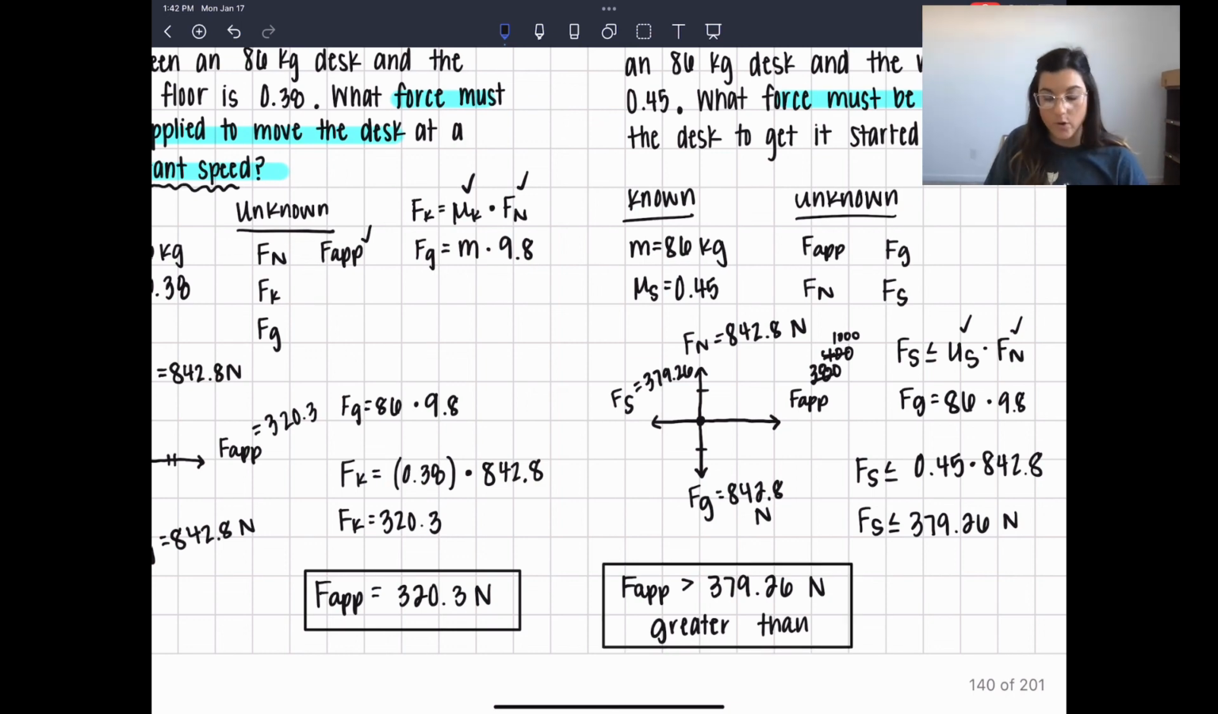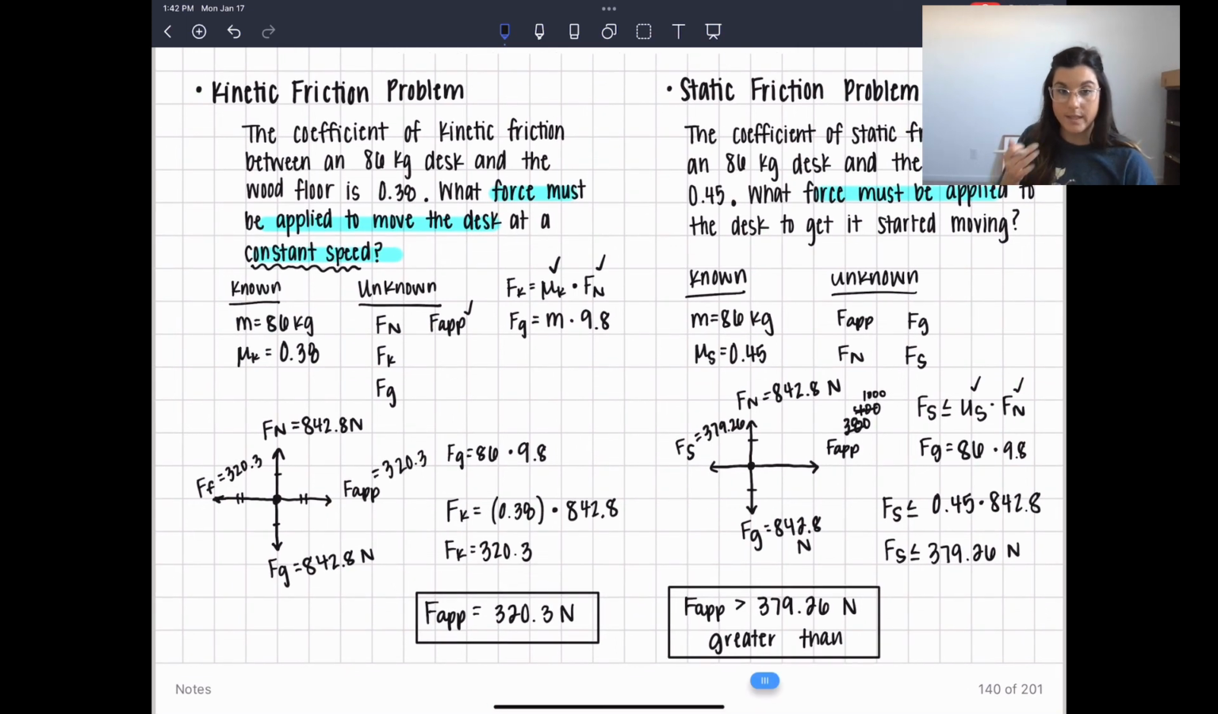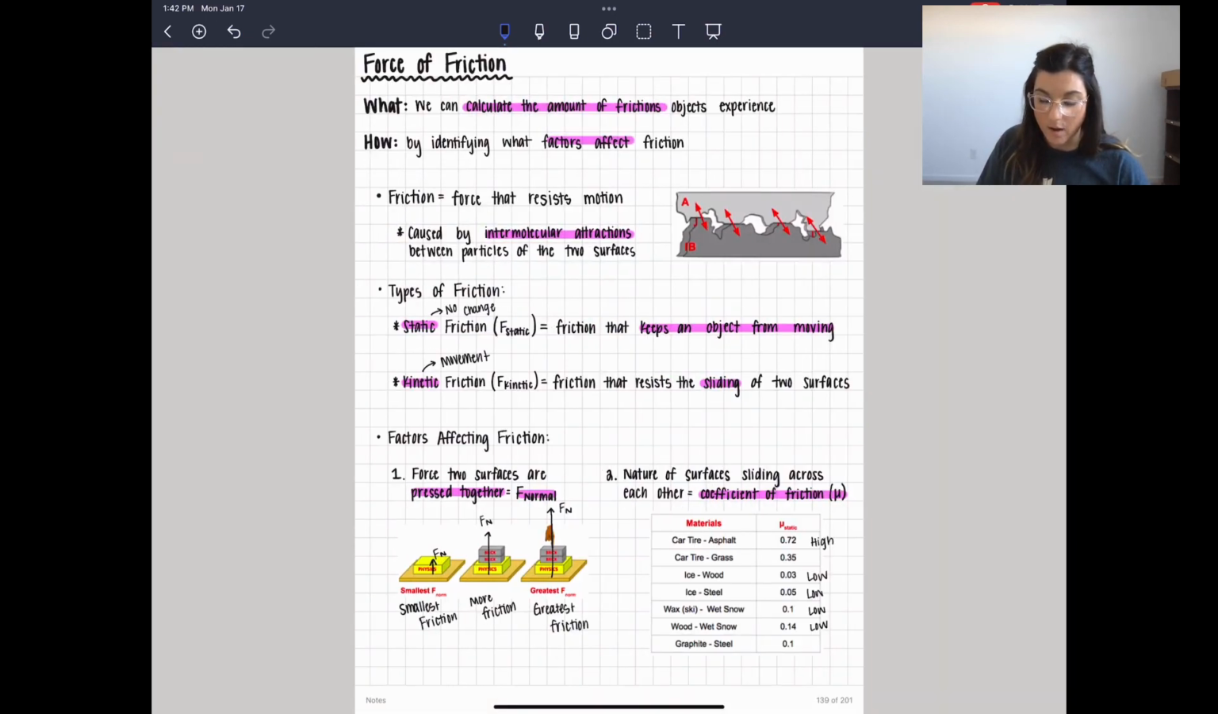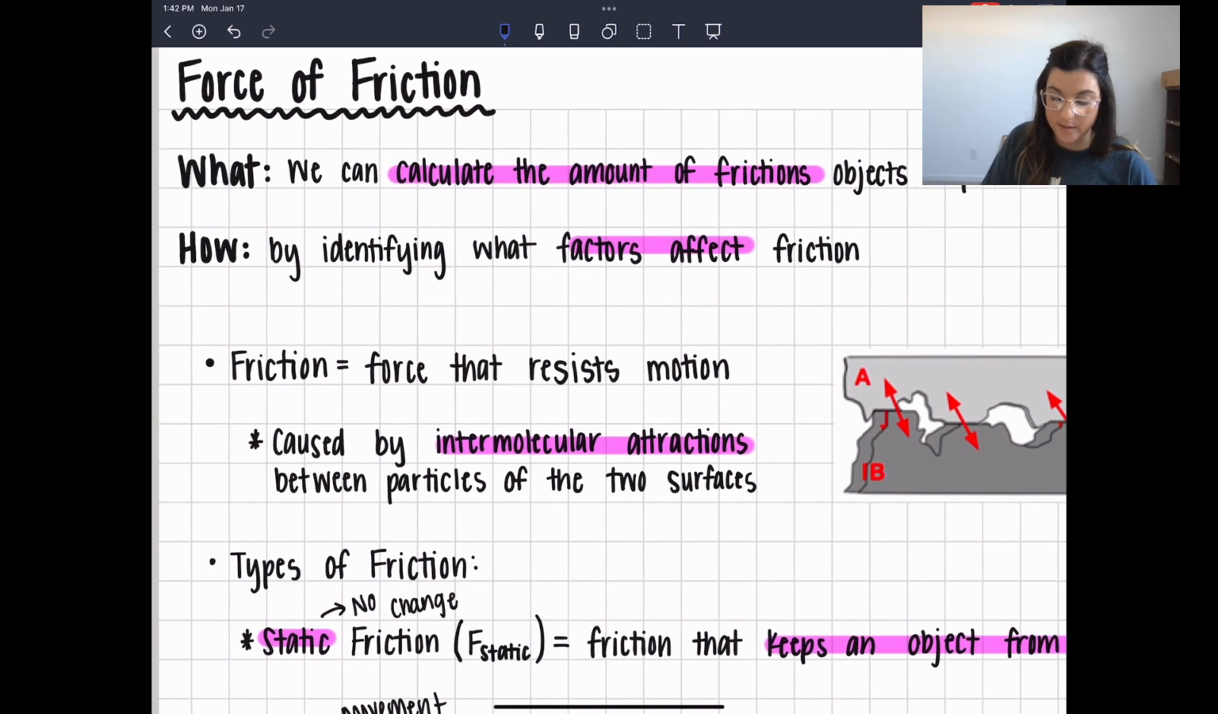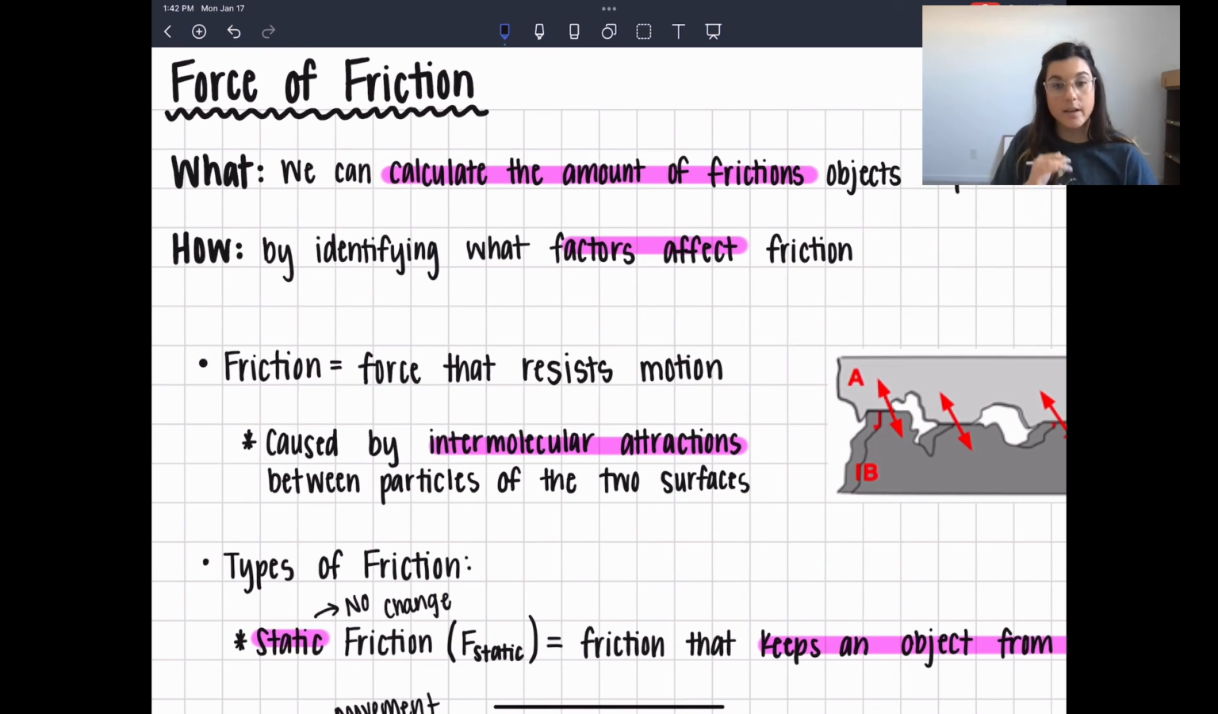So as long as you're going through these problems and following this process of step 1, figuring out what you know and what you don't know, step 2, drawing a force diagram, and then step 3, determining what equations you need and plugging in, you should be good to go. So that concludes our lesson on the force of friction. Hopefully you've got enough experience now to start practicing calculating the amounts of friction that objects experience.